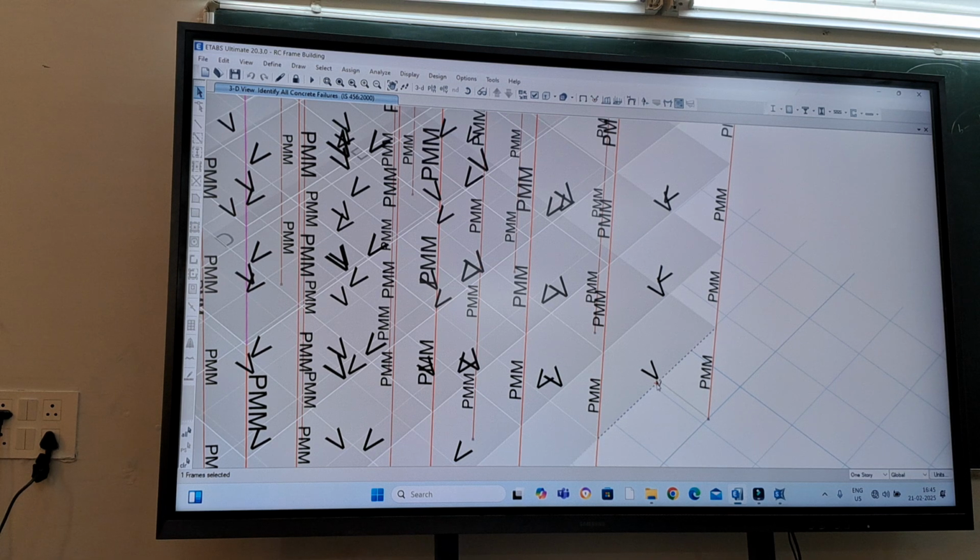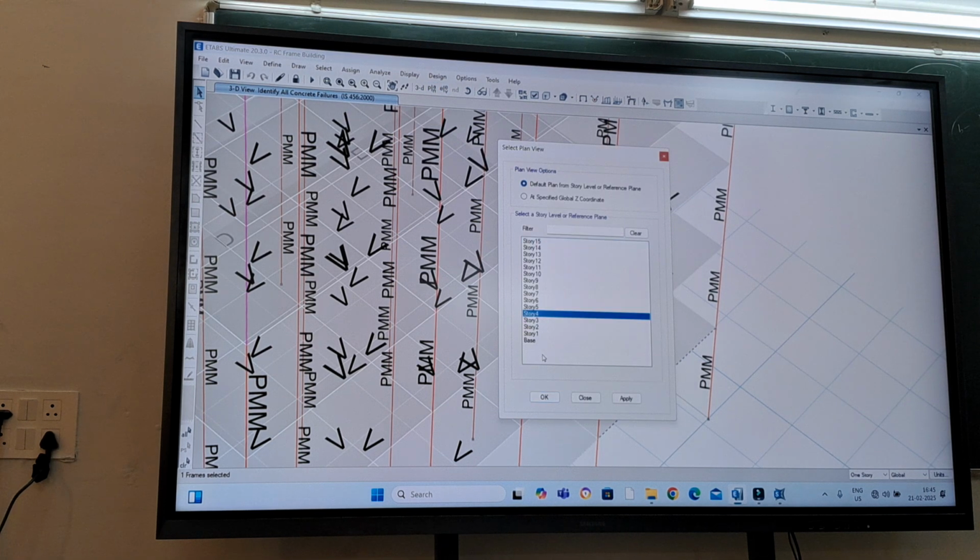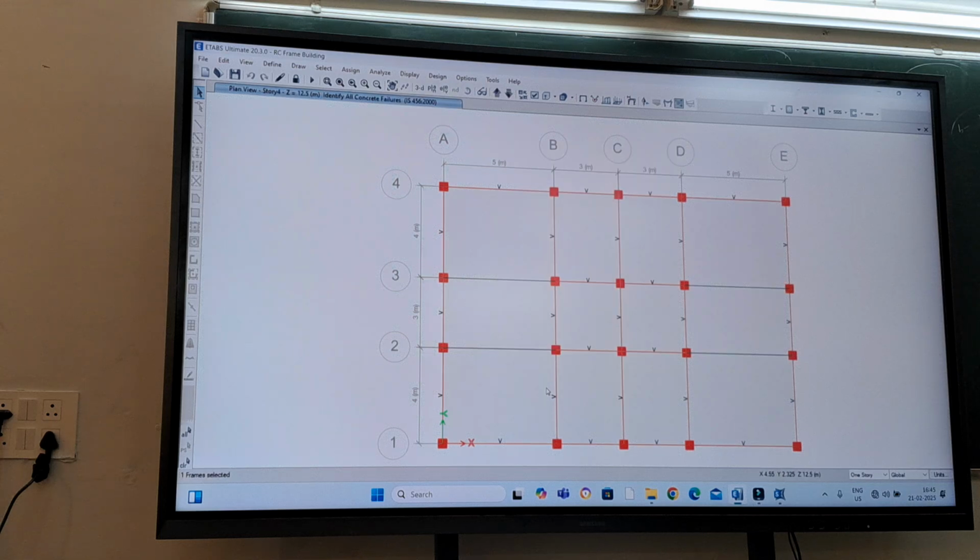Now if I ask how to overcome, what should we do to prevent this shear failure? Increase the depth of slab. Huh? Increase the depth of slab? No, this is not failure of slab. This is the failure of beam. Beam shear reinforcement. Let me show you in plan view. See.